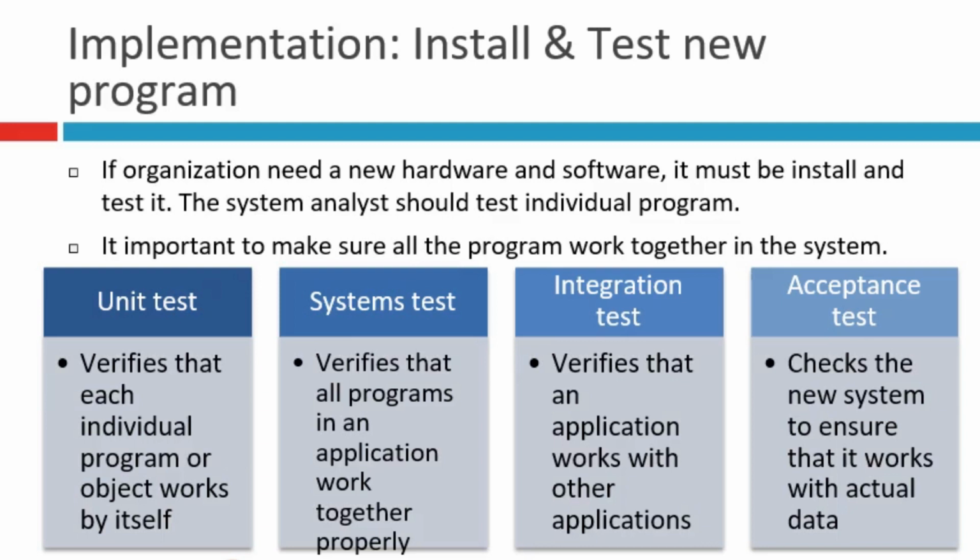System test. System test is to verify that all programs in an application work together properly. Means that once you know that every part of the system can work individually, you have to test whether the three parts can work as the whole system. So you have to make sure that the data or the profile that had been stored in the profile system can be used and updated in the examination system.